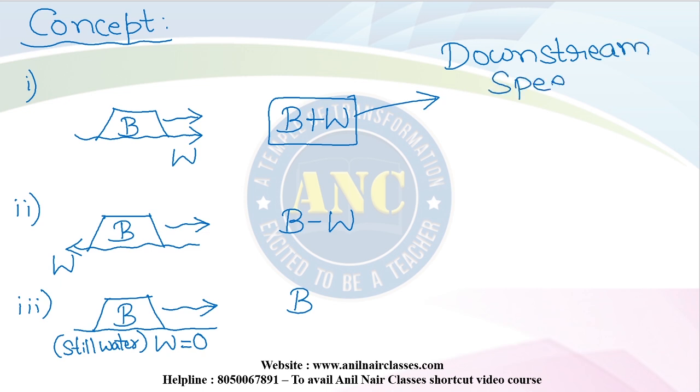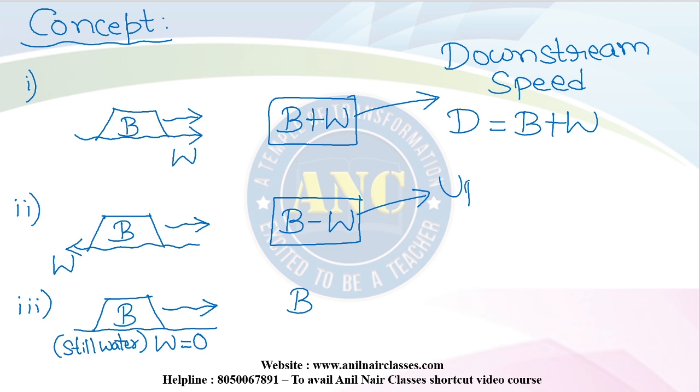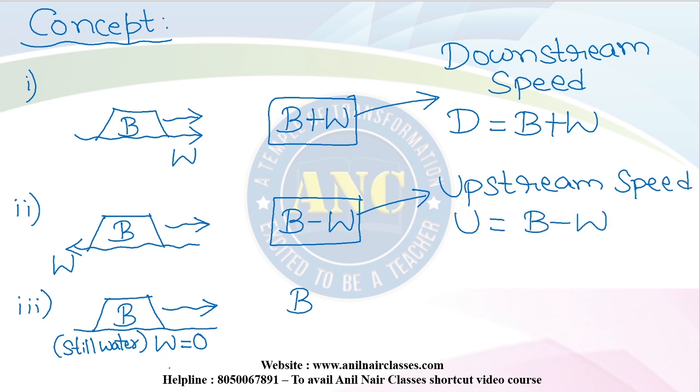Downstream speed, I will represent as capital letter D. Don't get confused with capital D as distance, which I used in time, speed and distance. Please do not get confused. In this topic, I will always use capital D as downstream speed, and downstream speed is nothing but B plus W. When the boat and water are moving in opposite directions, we call it upstream speed. Upstream speed, I will represent as capital U, and that is nothing but B minus W. So in simple language, downstream speed is nothing but B plus W.